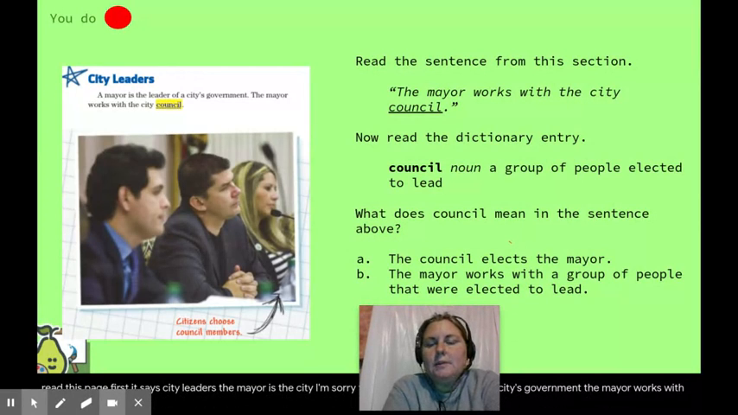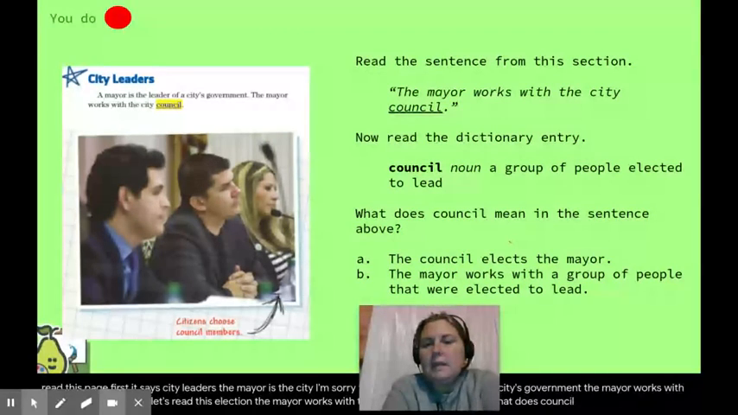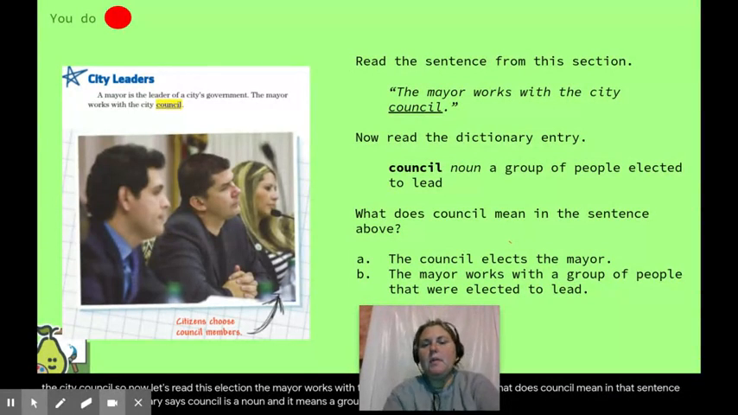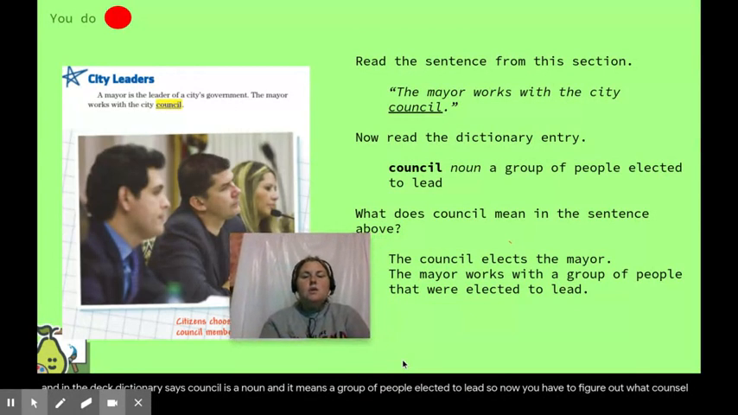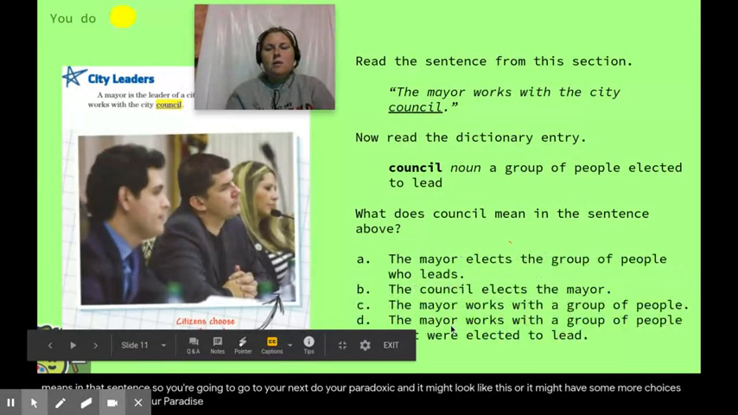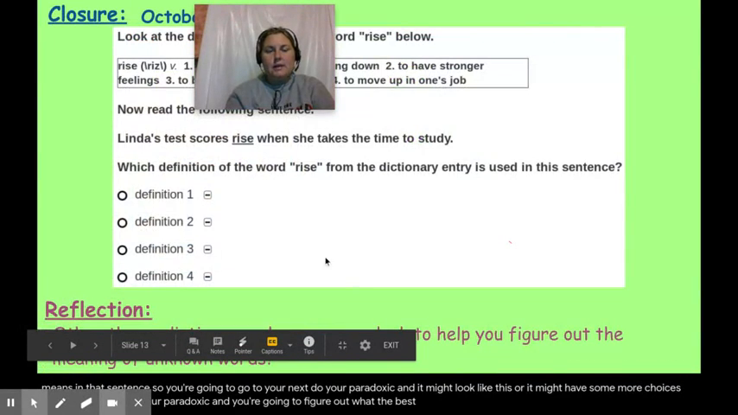So now let's read the selection. The mayor works with the city council. So what does council mean in that sentence? And then the dictionary says council is a noun and it means a group of people elected to lead. So now you have to figure out what council means in that sentence. You're going to go to your Pear Deck, and it might look like this or it might have some more choices. You're going to figure out what the best answer is.